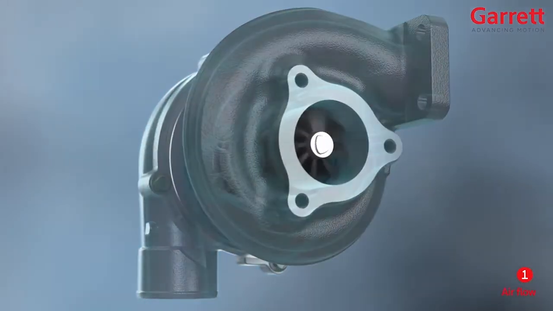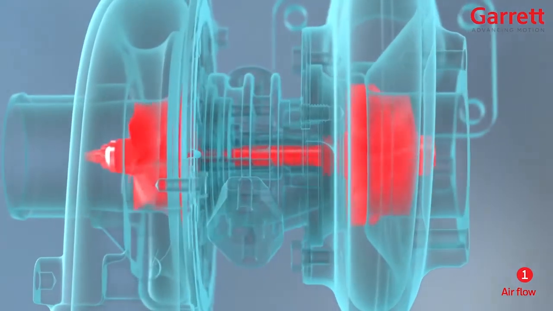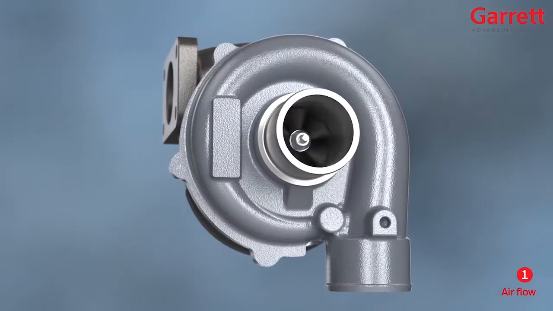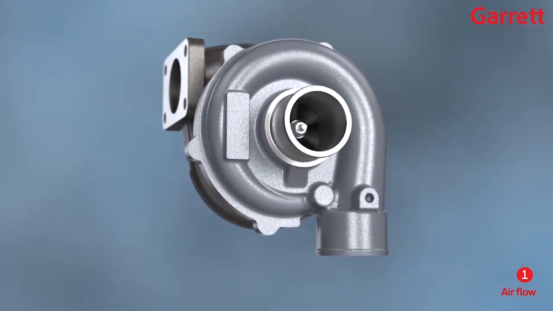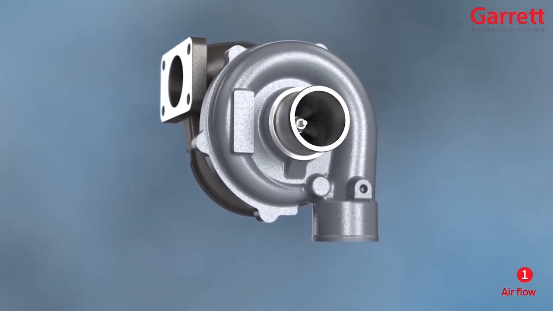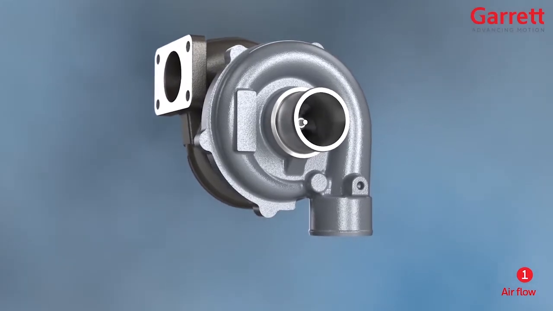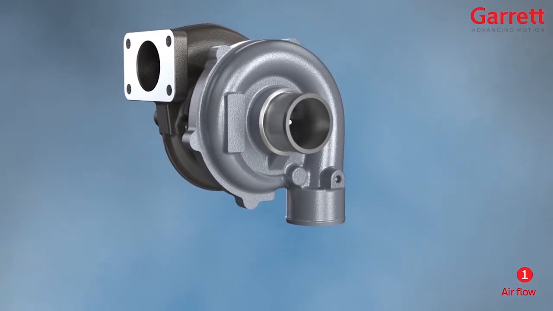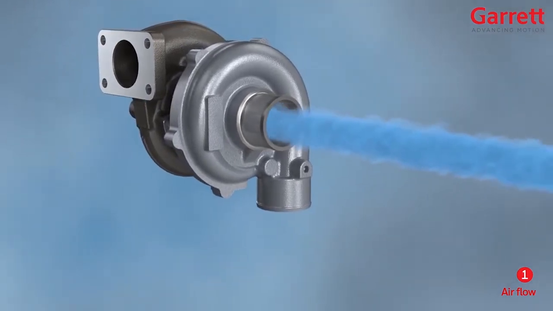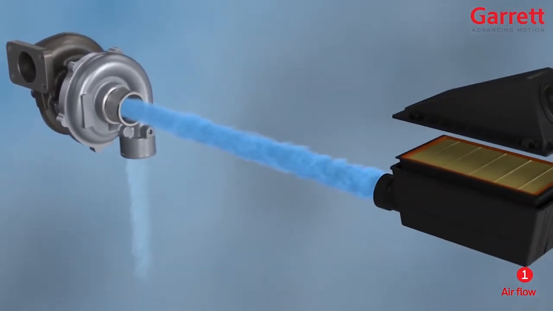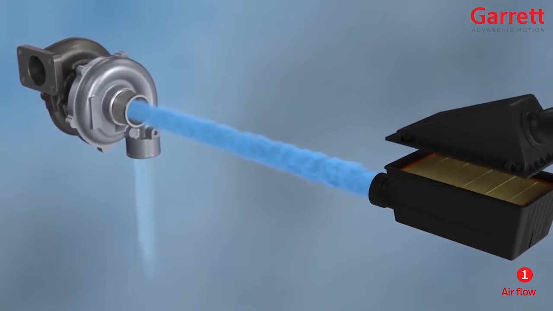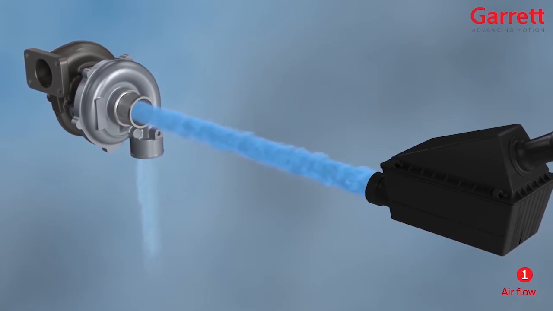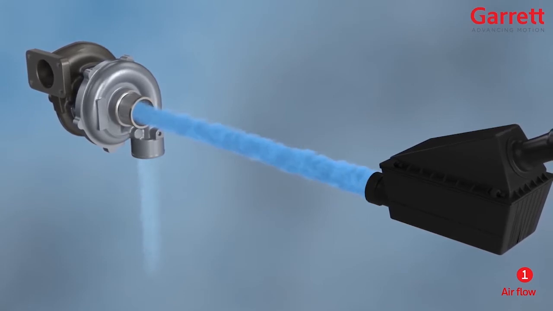On the other end of the turbine shaft, spinning at the same high speed, is the compressor wheel. For the engine to burn fuel more efficiently, it needs as much oxygen as possible. Compressing the air increases the density, so more oxygen per unit of volume. The spinning compressor wheel draws ambient air through the air filter, which is critical to the correct operation of the turbo, into the compressor inlet, where the air meets the compressor inducer or inlet blades.